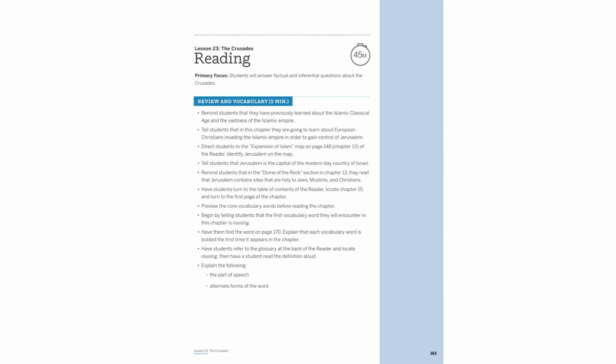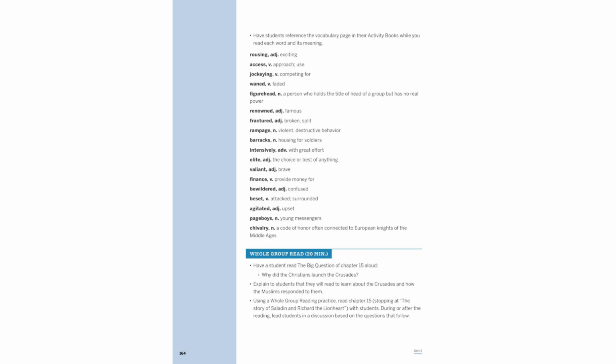The Crusades were a series of religious wars initiated by European Christians to reclaim Jerusalem from Islamic control. Jerusalem, a city sacred to Jews, Muslims, and Christians, was a focal point of these conflicts. Understanding the historical context of the Islamic classical age and the significance of Jerusalem is crucial for comprehending the motivations behind these invasions. The Crusades were launched by Christians to reclaim Jerusalem, a city of immense religious significance.